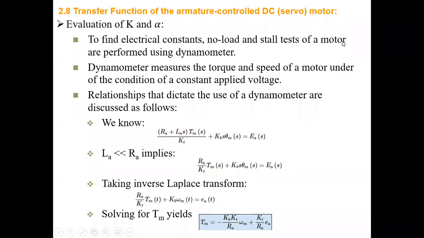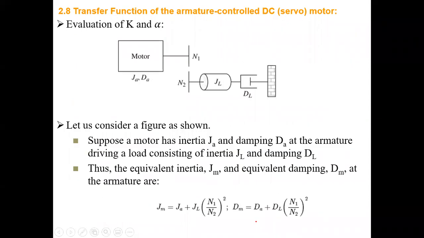Okay, so we had this one last time. So we got this relation here, Tm equals negative Kb Kt over Ra omega m plus Kt over Ra Ea. That's what we got. Didn't we? Oh, not here. So we got up to here. Yeah, sorry. We got up here.